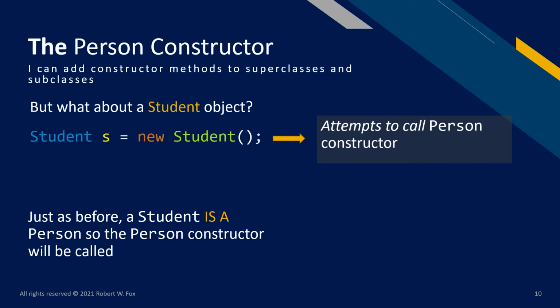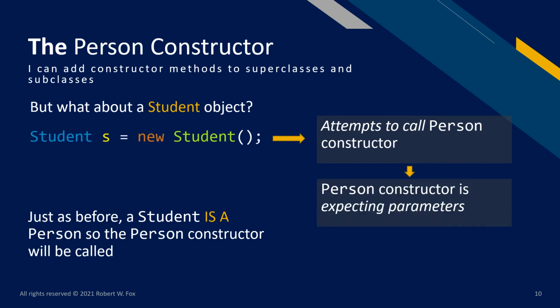So when we say new student, it attempts to call the person constructor. The person constructor is expecting parameters, a name and a birthday, but we don't have any parameters to send it. And the result of this is an error. And so we need to deal with that.